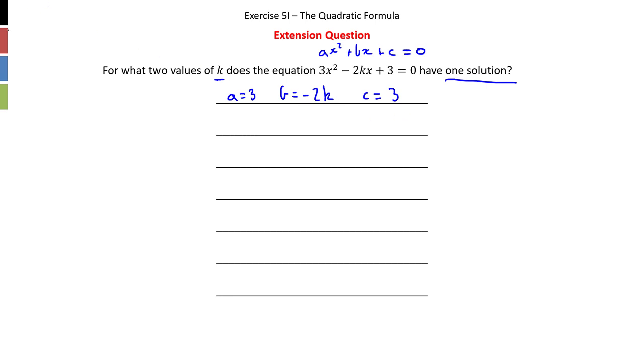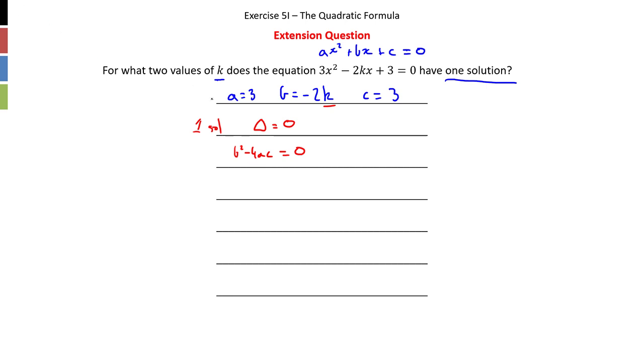Okay. And you're probably already thinking, this is a big problem most of you are coming across: oh, it's different, it has a letter in it. It doesn't change. Okay, do what you would do before. For something to have one solution, what must happen? Well, for something to have one solution, the discriminant needs to be equal to 0. So that means b squared minus 4ac needs to be equal to 0.